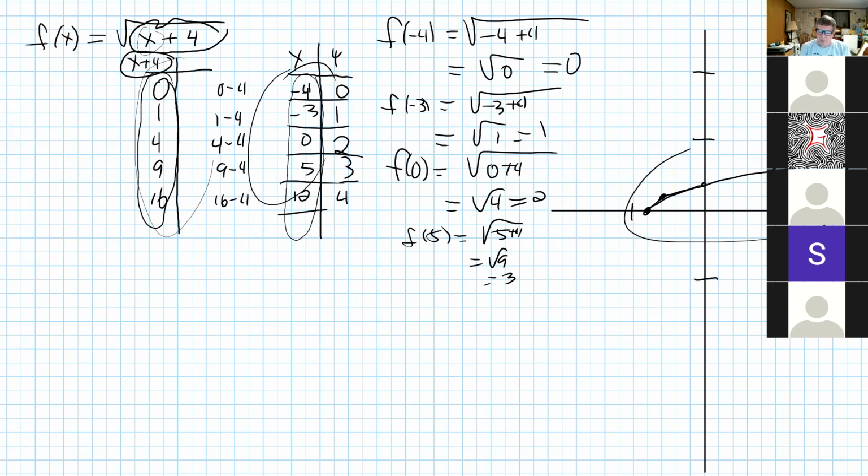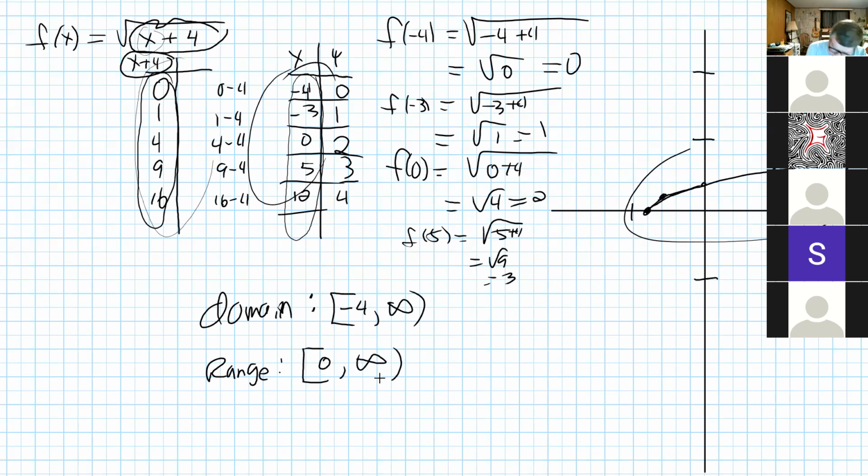Now, question. What's the domain of this function? Anything greater than or equal to negative 4, and then up to infinity? Correct. What's the range? Anything greater than or equal to 0 to infinity? Correct. Now, let's go back. Let's see here. How are we doing?